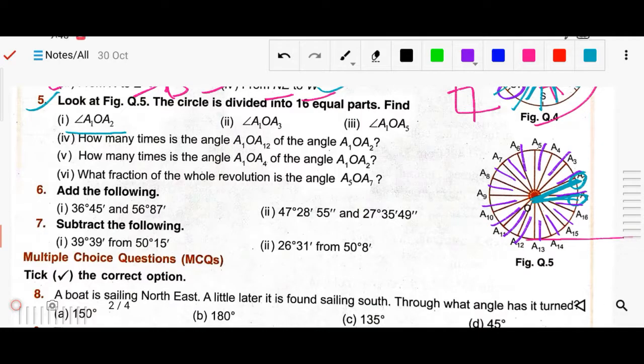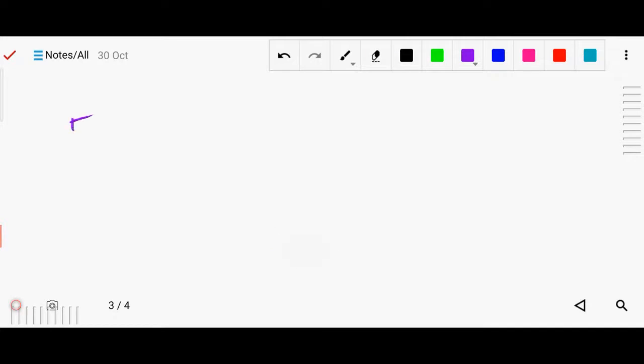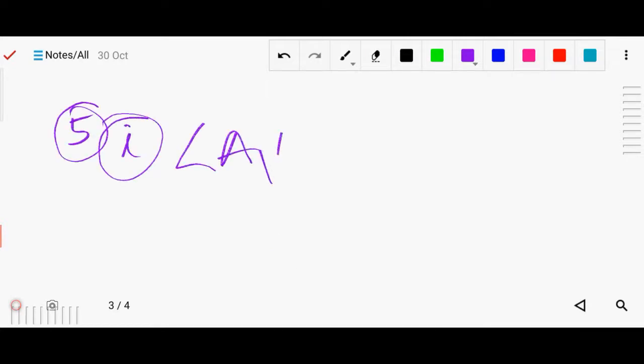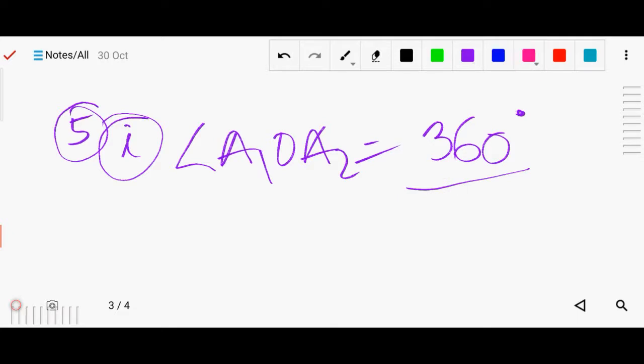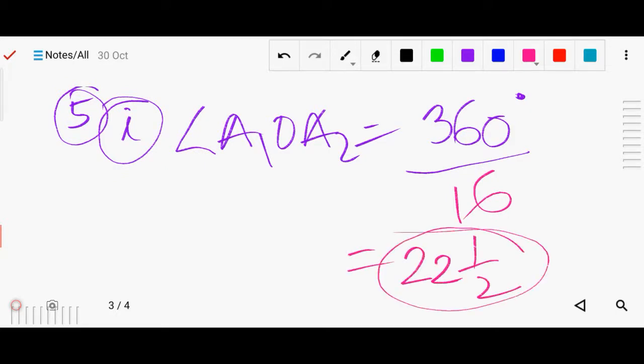So how will you solve? You can write it as number 5, number 1. Angle A1OA2 is equal to 360, the total angle, and it is divided into 16 parts. So divide by 16. When you divide it, you will get 22 and a half. Okay, so 22 and a half degrees. So each part is 22 and a half degrees. Got it?